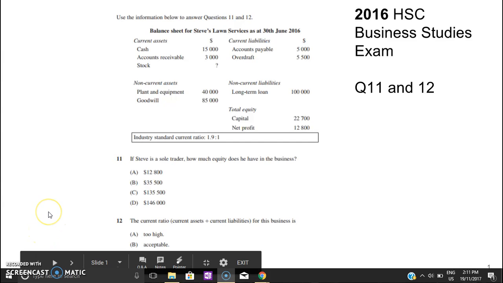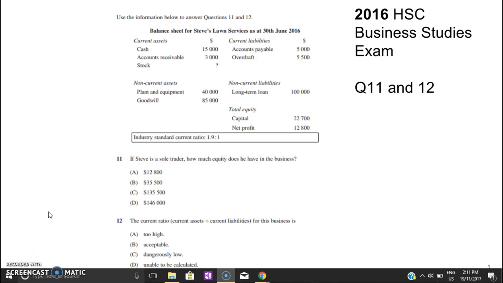Hello, this is a worked example of the 2016 HSC Business Studies exam, questions 11 and 12. I think it's a really good example of the way exam setters can leave key parts of financial documents out, in a way to test your understanding of them and the financial ratios. So let's jump straight into this question.